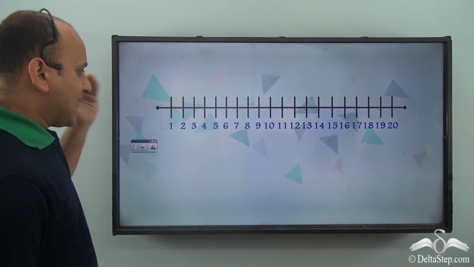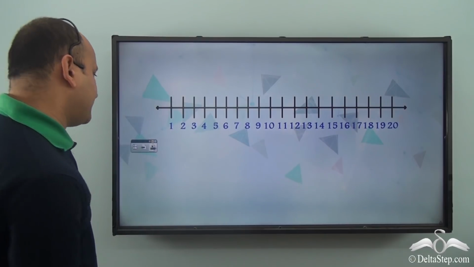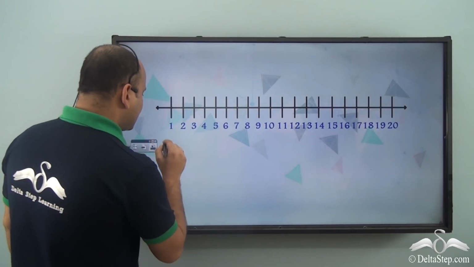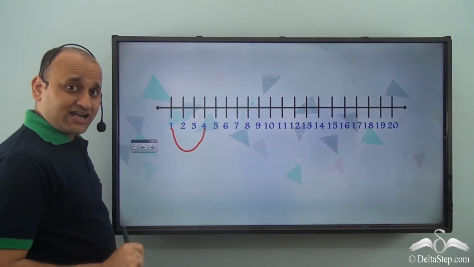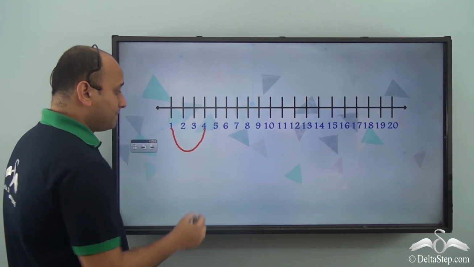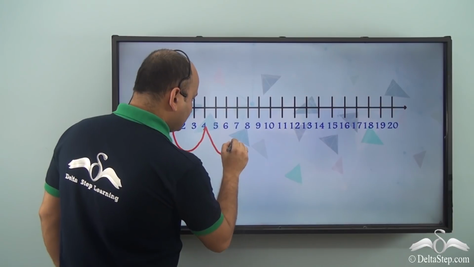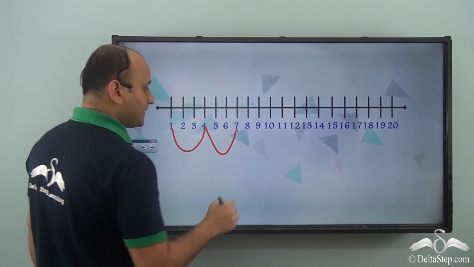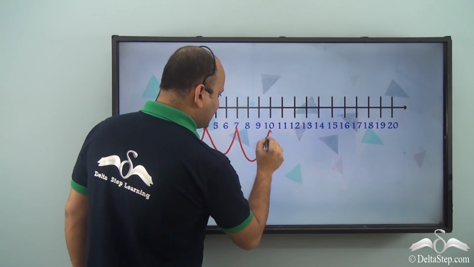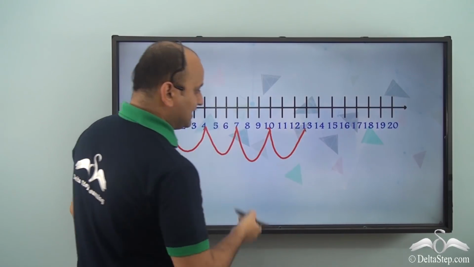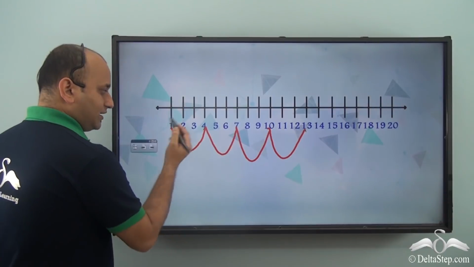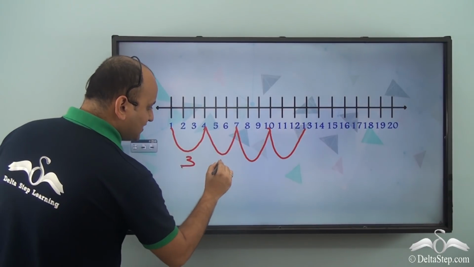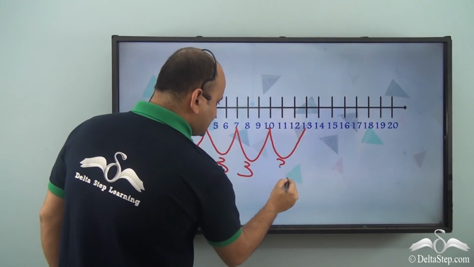Now let's take another example with a larger difference. So let's start with 1 and let's take the second number of the series as 4, and again let's take the third as 7 and then 10 and then 13 and so on. So what is the difference in this case? Well, the constant difference is 3 in this case, isn't it?